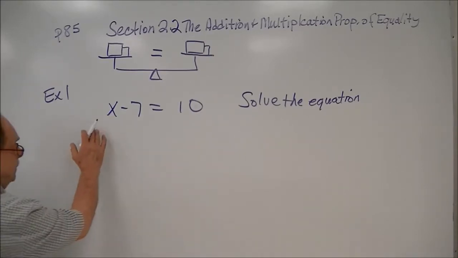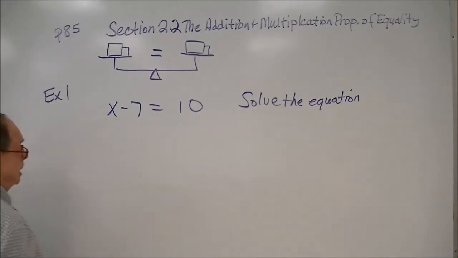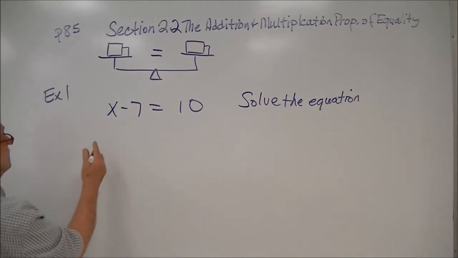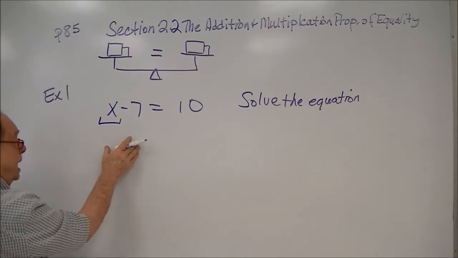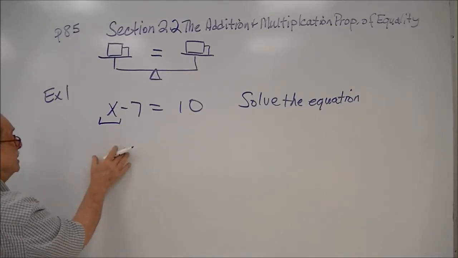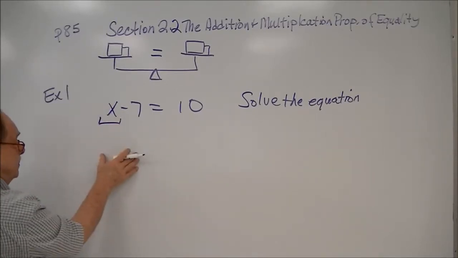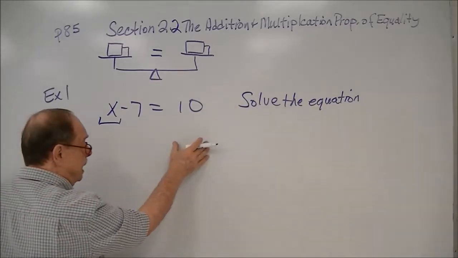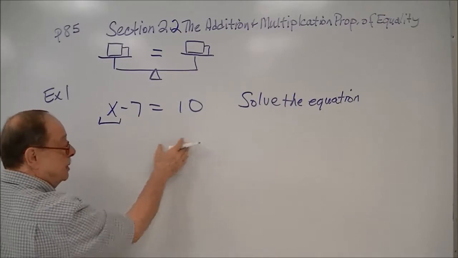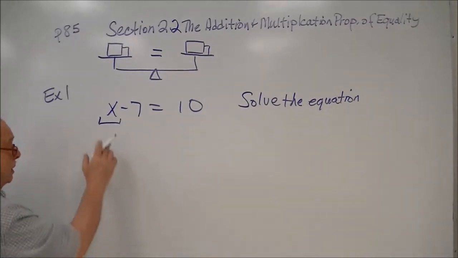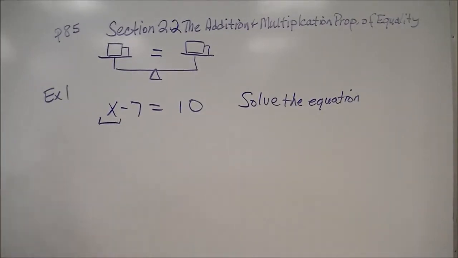Now, as we look at this equation, our purpose is to isolate the x. So on one side we have the unknown, all by itself, 1x. And then on the other side we have a number. Then x equals that number. We have solved what that unknown is.